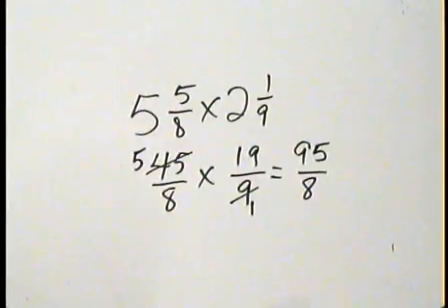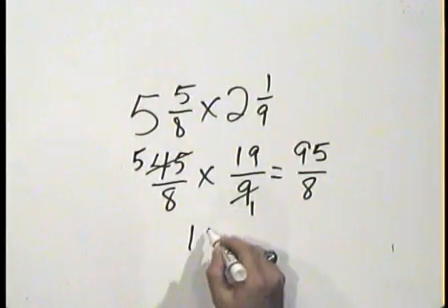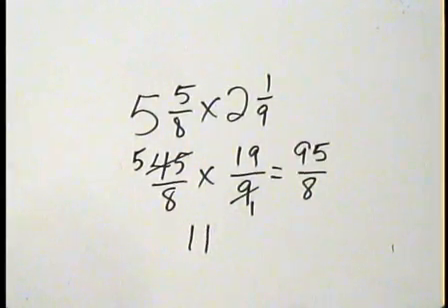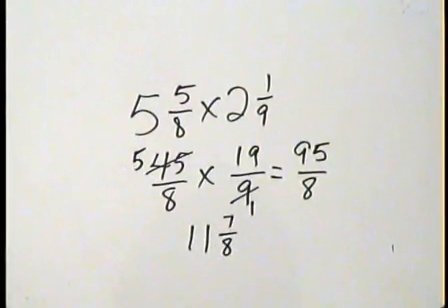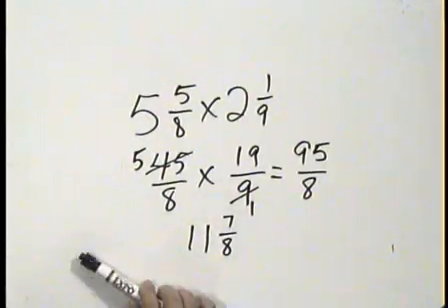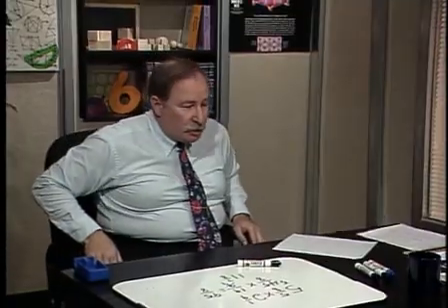8 goes into 95, let's see, about 11 times, with a remainder of 7, which gives us 7 eighths. 11 and 7 eighths. Again, checking by estimating. 5 times 2 is 10. More than 10. 6 times 3 is 18. The answer should be between 10 and 18, and it is. Hopefully you got all those answers correctly.